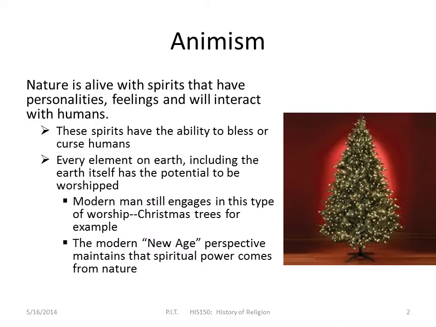So we're going to start off with something called animism, and that is when nature is alive with the spirits that have personalities, feelings, and will interact with humans. So in other words, the tree, the leaves, the sun, the moon, the rocks, they all have a spirit living inside of them, kind of like a Pocahontas movie. So these spirits have the ability to bless or curse humans. Every element on earth, including the earth itself, has the potential to be worshipped.